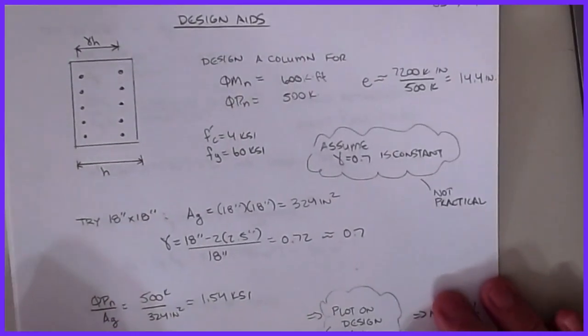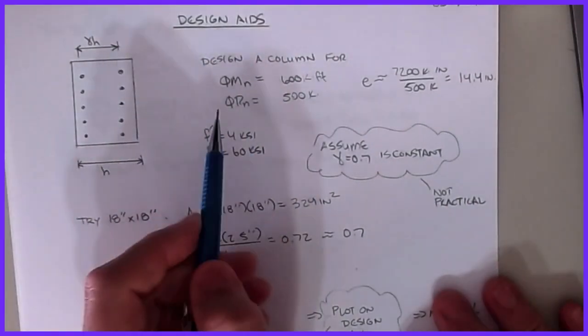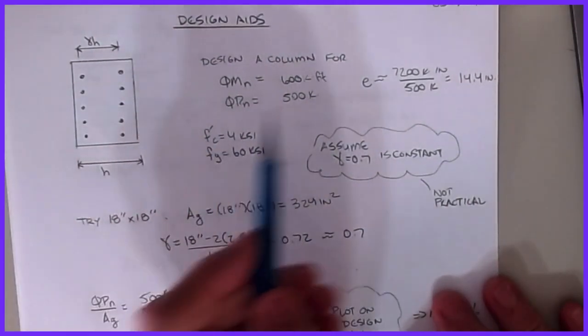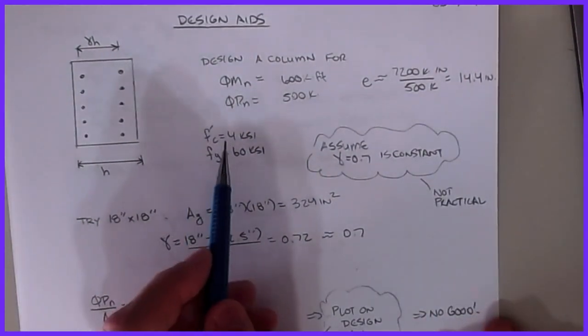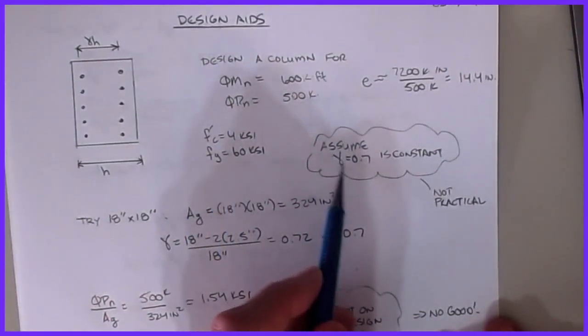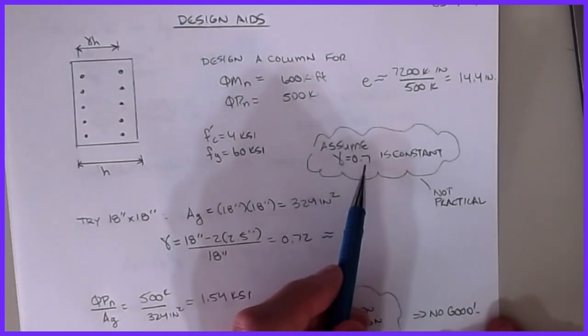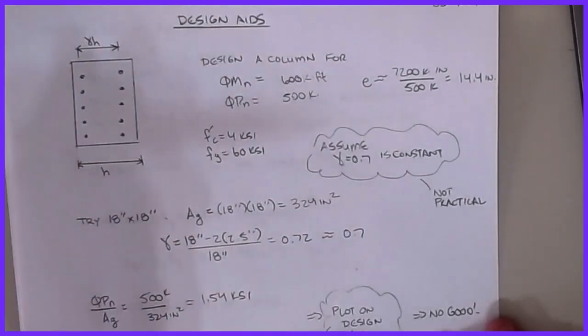All right, so let's give one a try and take a look at what we have happening here. We'll bounce back and forth between this chart as we look. So as I said, we have a moment of 600 kip-feet. We have an axial load of 500 kips. Okay, that gives me an e of 14.4. And again, we're going to go 4 ksi, 60 ksi, and for now, I'm just going to assume that gamma is equal to 0.7, and that this isn't going to change as I go through my iterations.